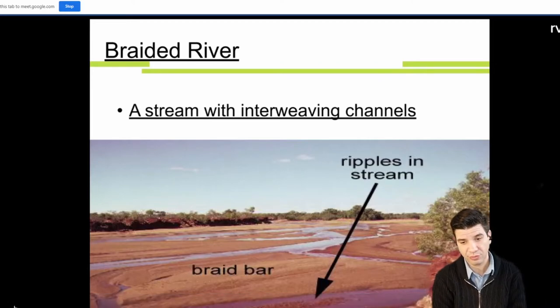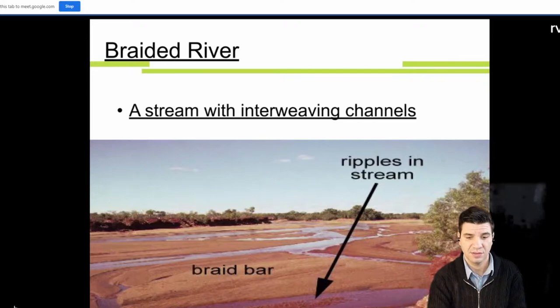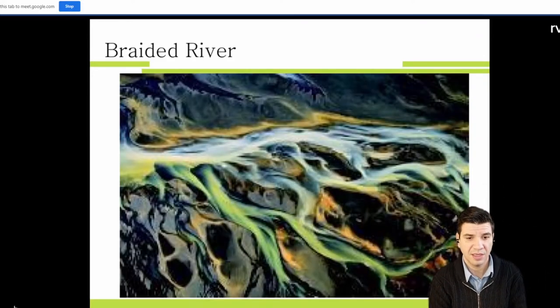So here we have braided streams. Now, generally speaking, young streams are braided, where they have these interweaving channels. And this is kind of what a view of these would look like from above, where you have a large amount of water and it kind of spreads out as it moves on.